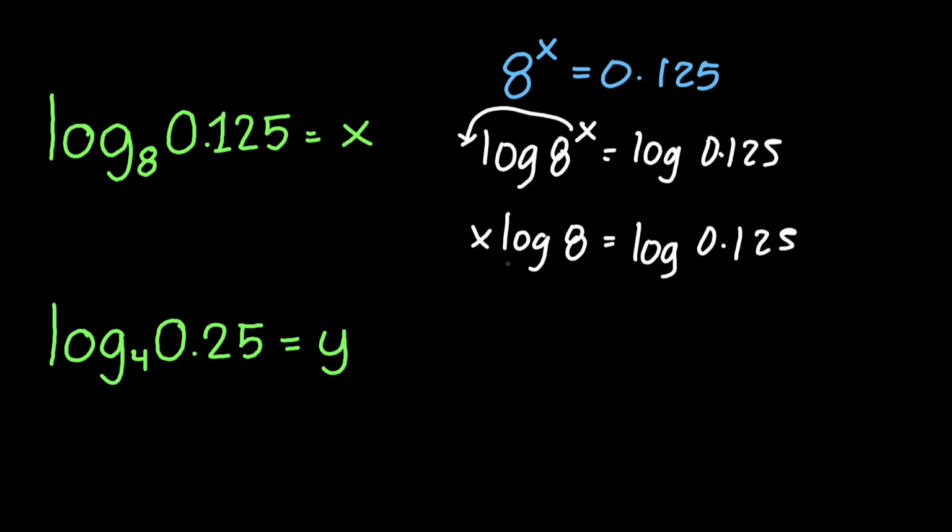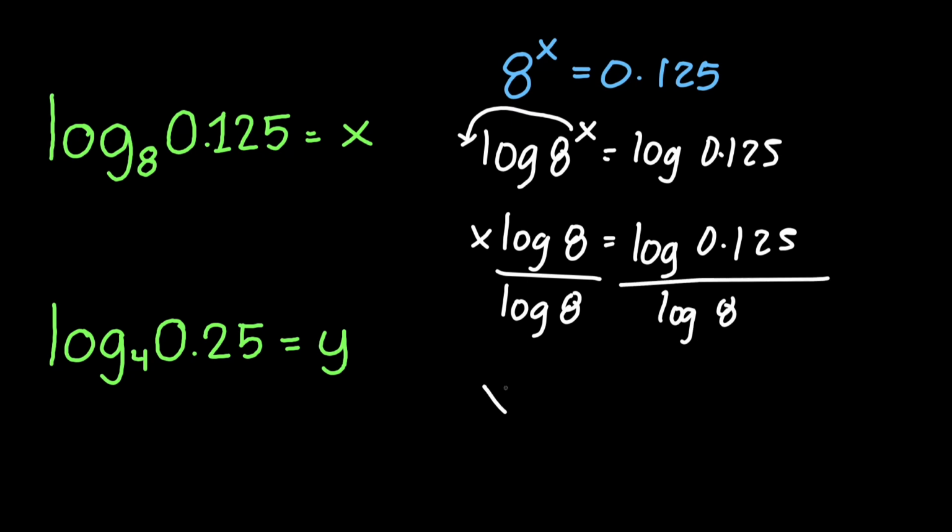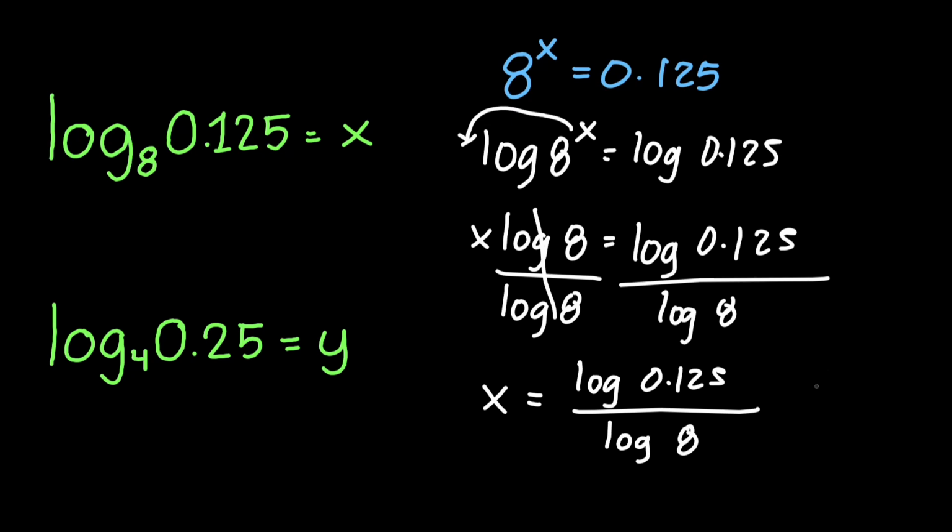Get rid of log 8 here, so divide both sides by log of 8. And input this into your calculator: log of 0.125 over log of 8. And you would actually have an answer of negative 1.